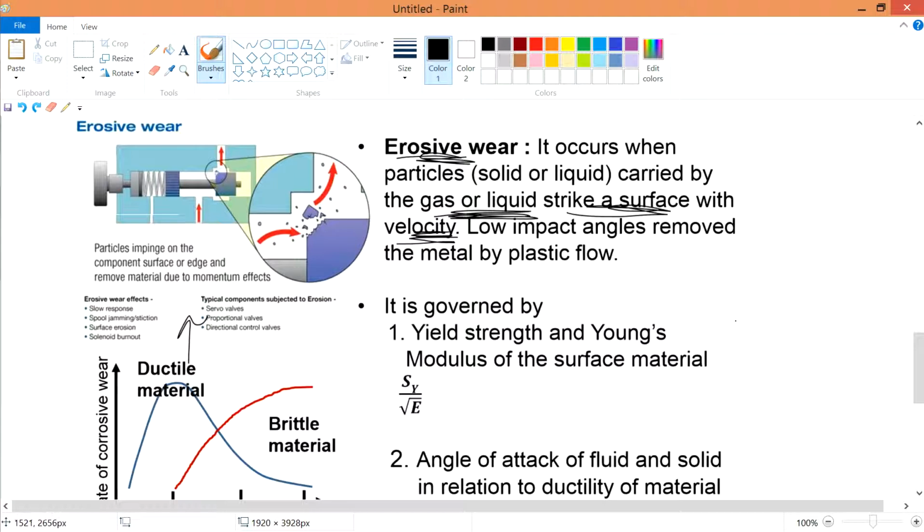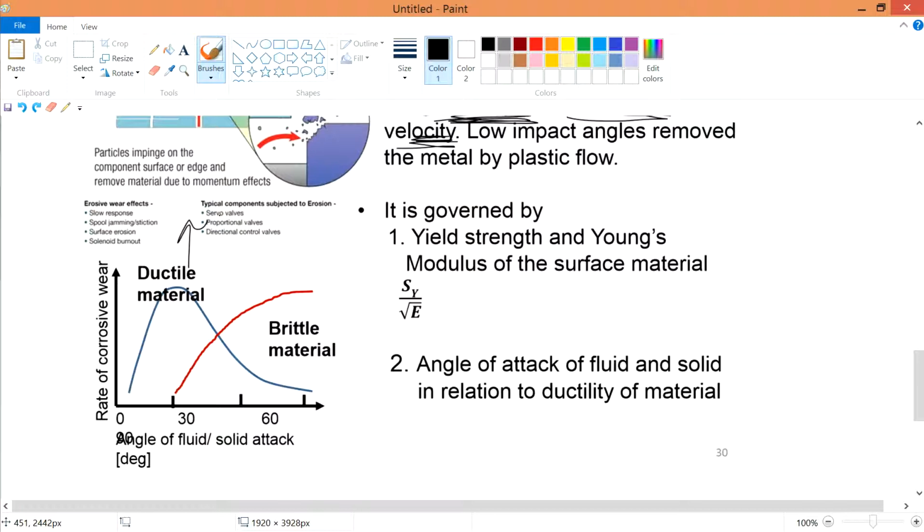If you have this type of material and the wind blows across here, normally you'll wear this part away. So in a more detailed, more experimental way, I think this is a better explanation. And it is governed by the yield strength and Young's modulus of the surface material.